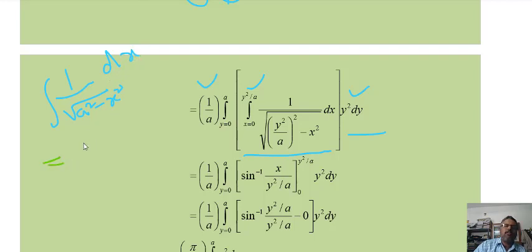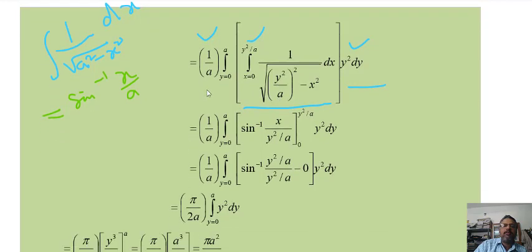What is the integral formula? Sine inverse x by a. Now, if you observe, this is 1 by a, same 1 by a, integral 0 to a. Here this term y square by a is constant. Now, what is the formula? Sine inverse x by a, where the constant term is y square by a. Limits integral 0 to y square by a, y square dy.